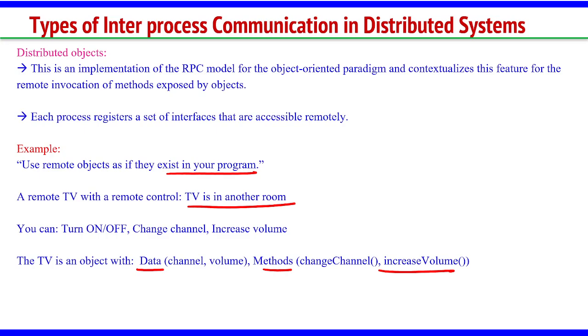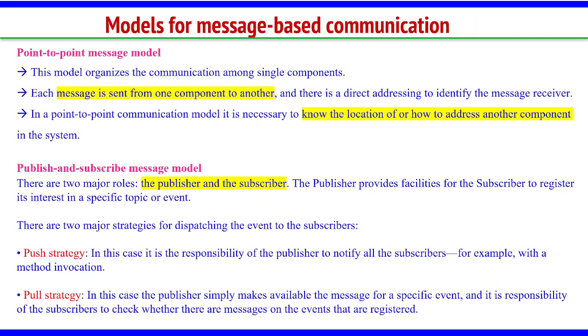So basically the object oriented concept mechanism we use here. For the IPC mechanism, if the distributed systems are based on OOPS concept, then we have to use the distributed objects concept, right. So these are three different types of inter-process communication mechanisms we have in distributed systems. Then models for message based communication. The most important one is message based communication. In that we have different types.